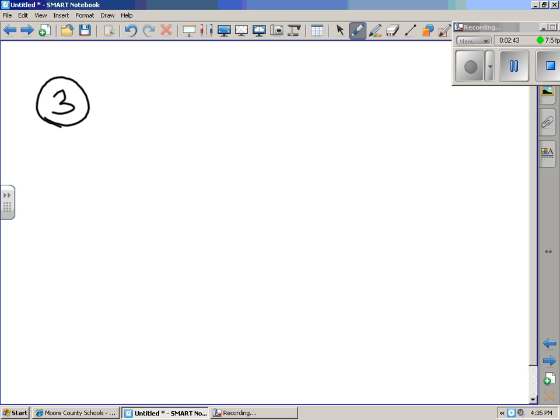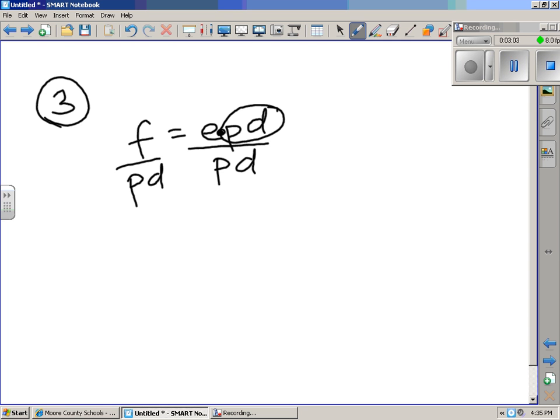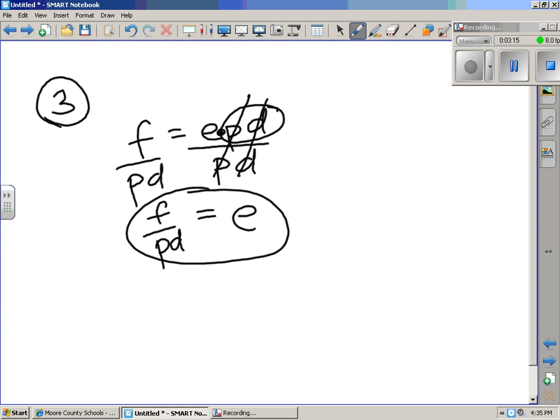Number 3. F is equal to EPD. We're solving for E. So what we need to get rid of is this PD on the right side. This is multiplication, so the inverse is division. So I'm going to divide this side by PD, divide this side by PD. P over P is equal to 1, D over D is equal to 1, so we get 1E on the right side. On the left side, we're left with F over PD. And that's our final answer. E equals F over PD.